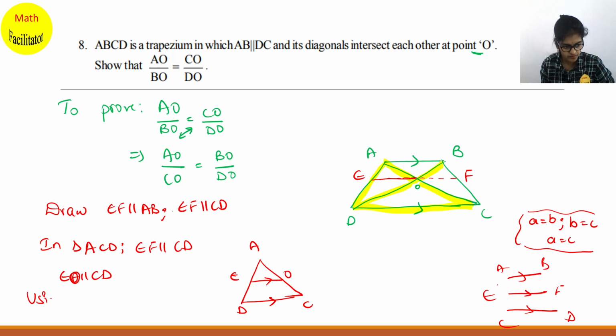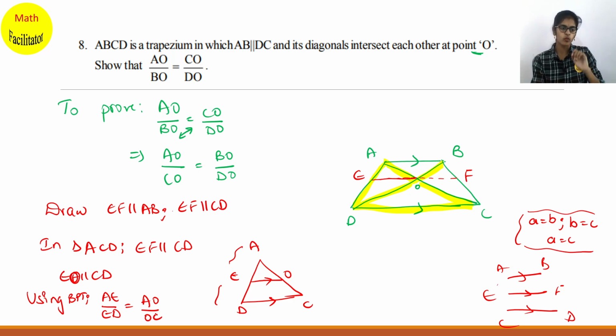So using BPT, see here, I can write AE by ED is equals to AO by OC. Okay. Now you want BO by OD. Where is BO by OD? Just see here, BO by OD is here. So which triangle can I take? To write BO by OD, I am just taking this triangle. See here, I'll use this. Yes, I want BO by OD. I want this, isn't it? So I am taking this triangle.